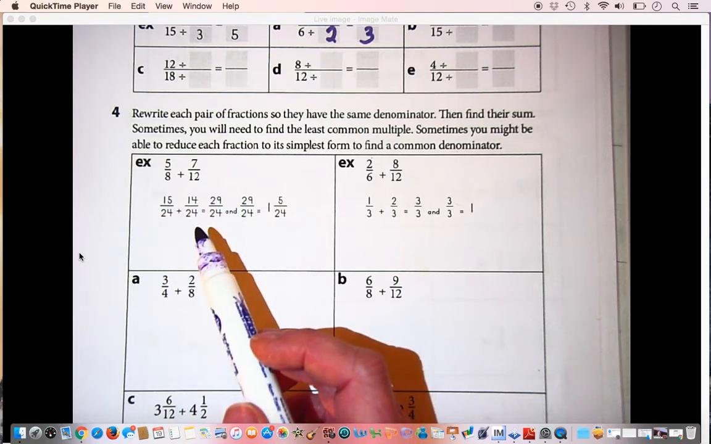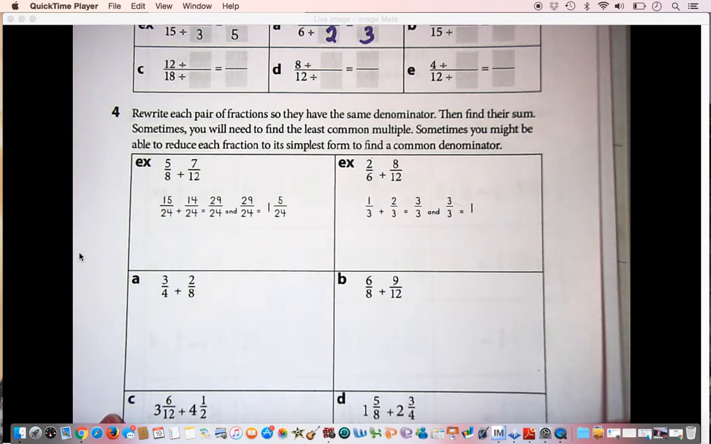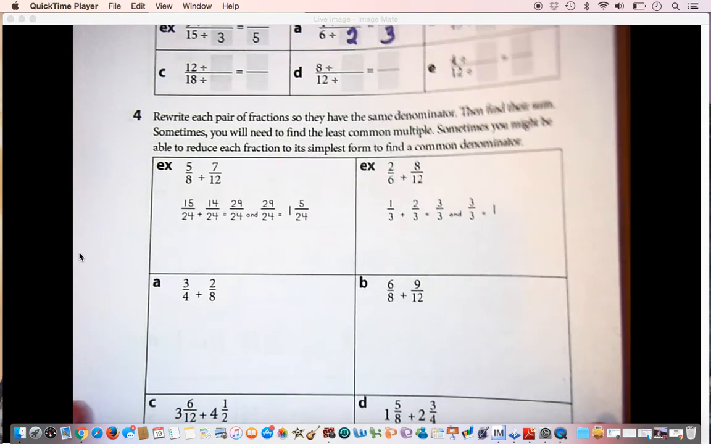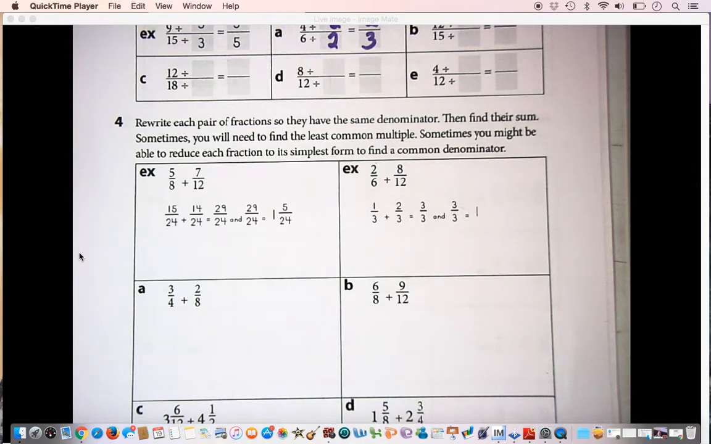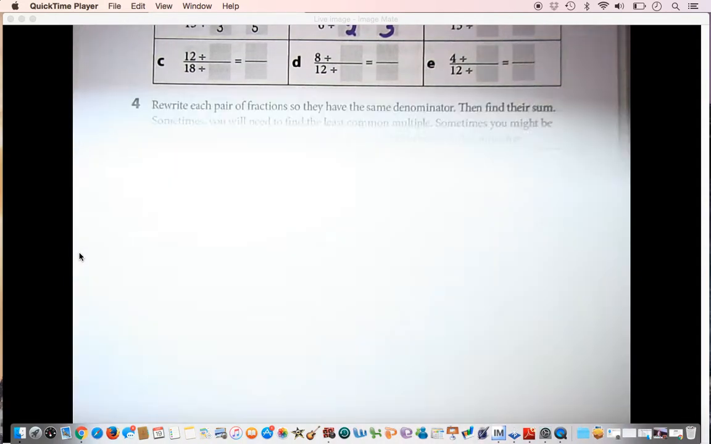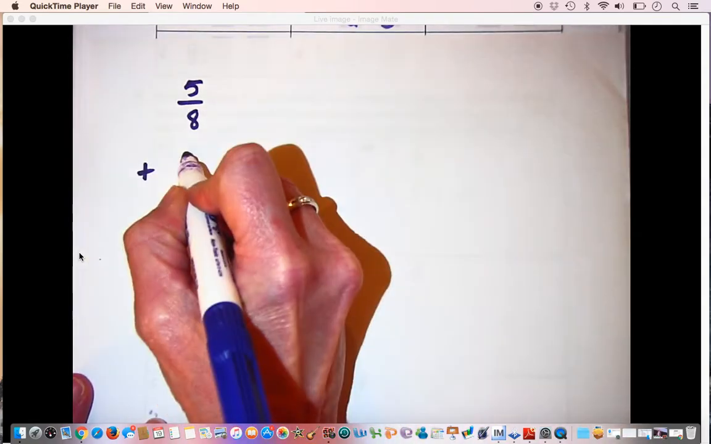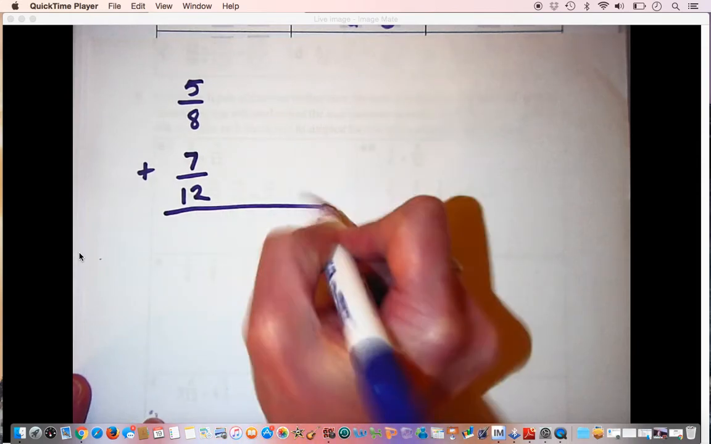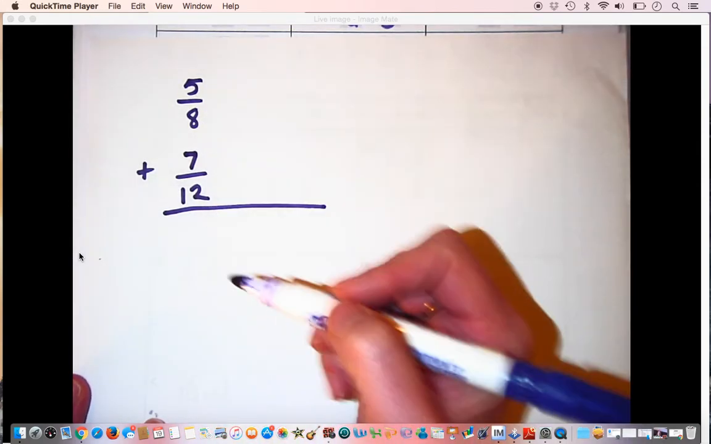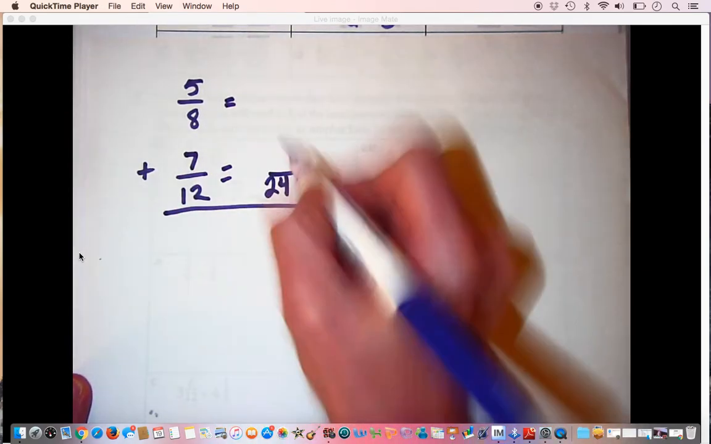Okay, so we had done some of this work before, I believe, and I know that 8 and 12 are going to have 24 as a common denominator. That's what they have in common for their multiple. So I'm going to rework this problem onto another piece of paper. So 5/8 plus 7/12. I like to write my problems vertically. That helps me a little bit better. So I know that 8 and 12 have 24 in common.